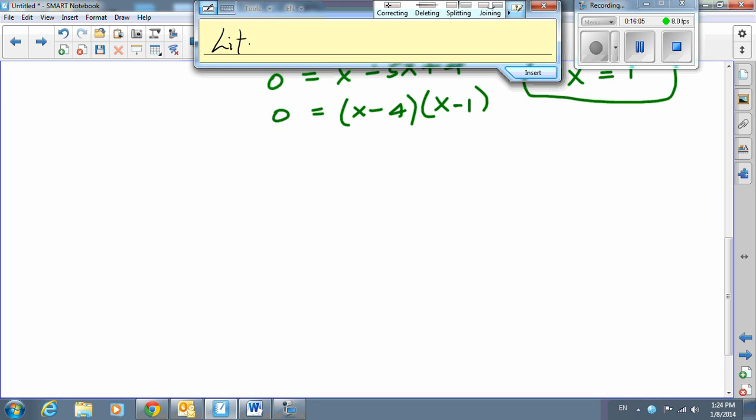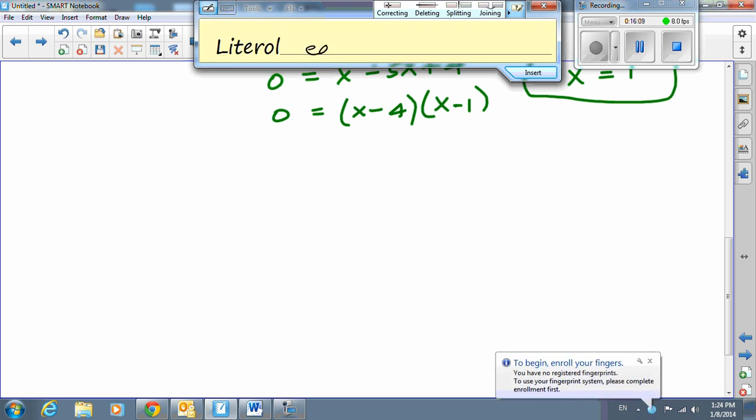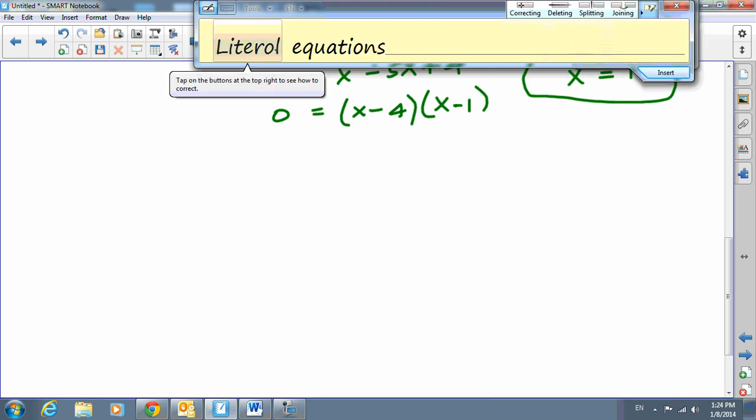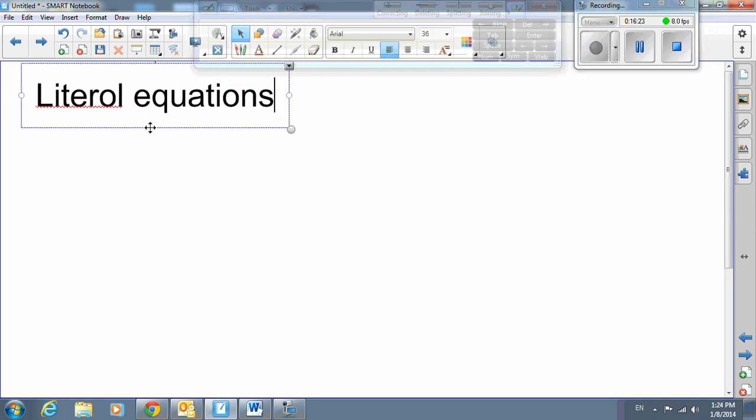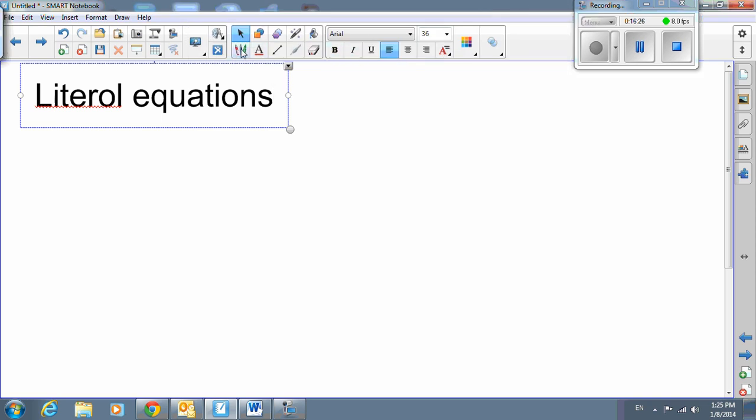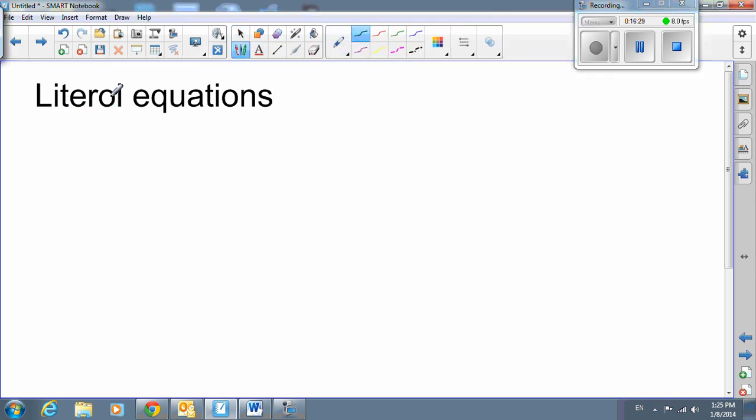So I will have, by the way, this is an A. Literal equations are equations that have a lot of letters involved. Example, I can have ax minus m over cx minus d is equal to 2, and I can say solve for x.